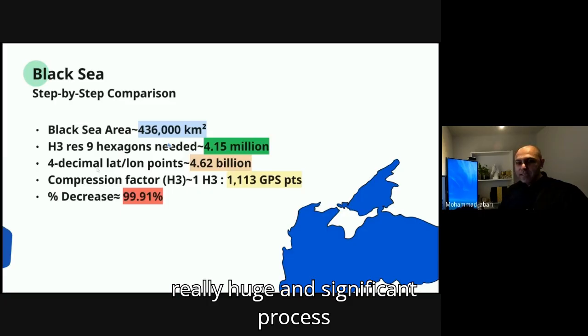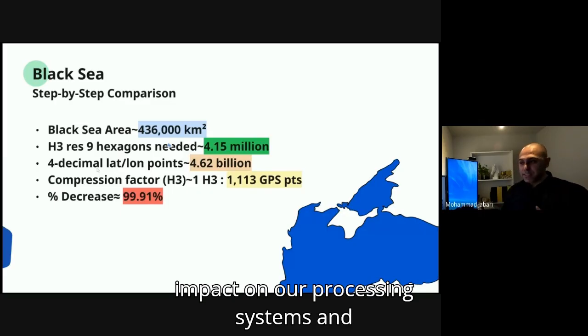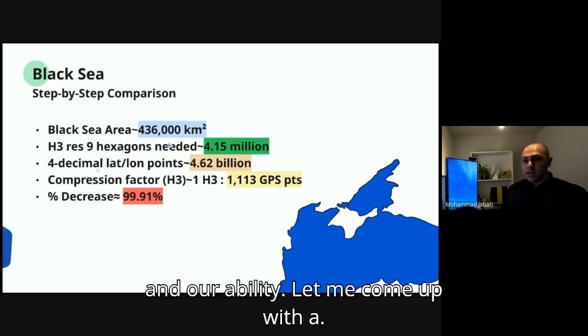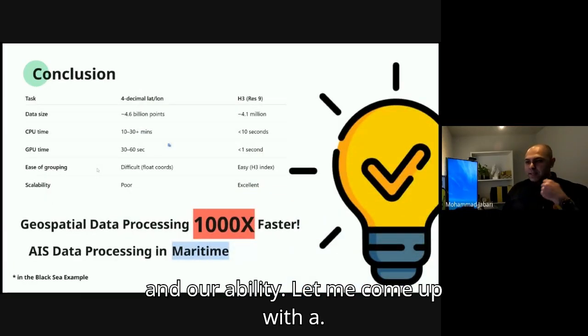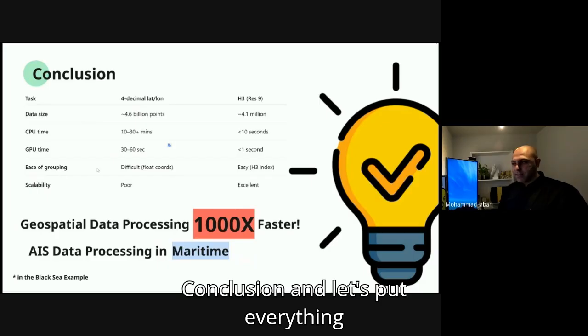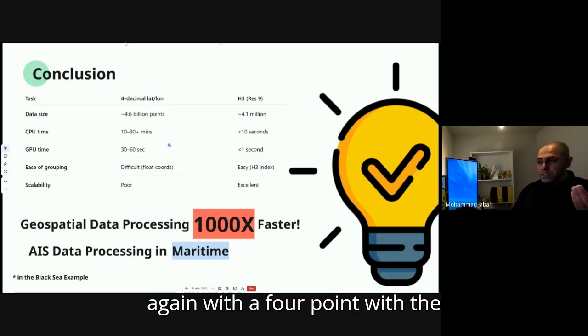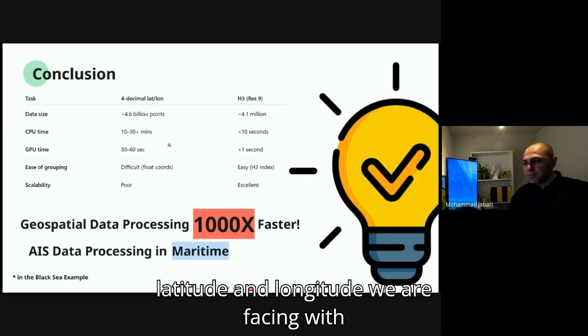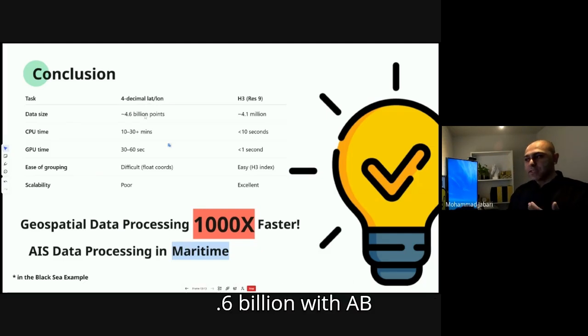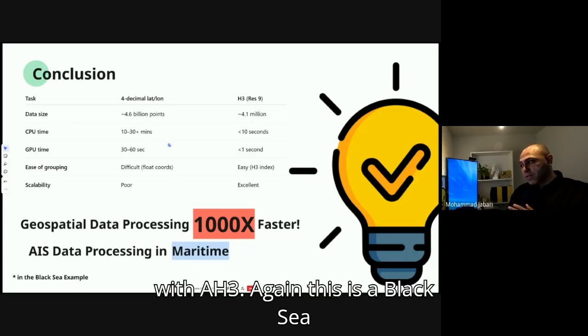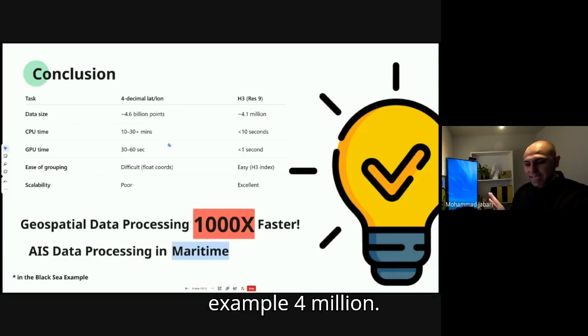It's a really huge and significant impact on our processing systems and our ability. Let me come up with a conclusion and let's put everything together here. So again, with the 4 point, with the latitude and longitude, we are facing 0.6 billion with a B, with the H3. Again, this is a Black Sea example.